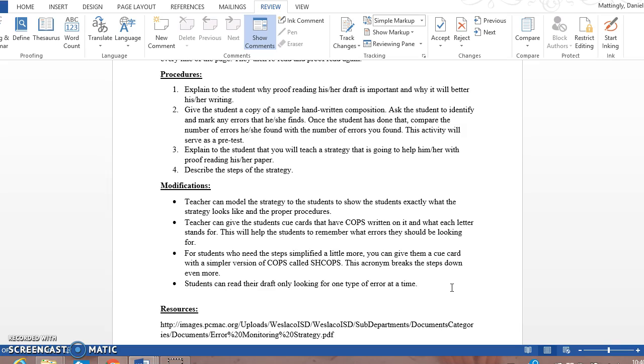So a modification could be that students could read their draft only looking for one type of error at a time. Like for example, they'll read their draft looking for any capital errors. And so they'll mark the errors that they found or that they have if they haven't found any. And then once they have read their draft looking for capital errors, they'll move on to overall appearance. And they'll read their draft looking for those types of errors. And so on until you get to the end of it.